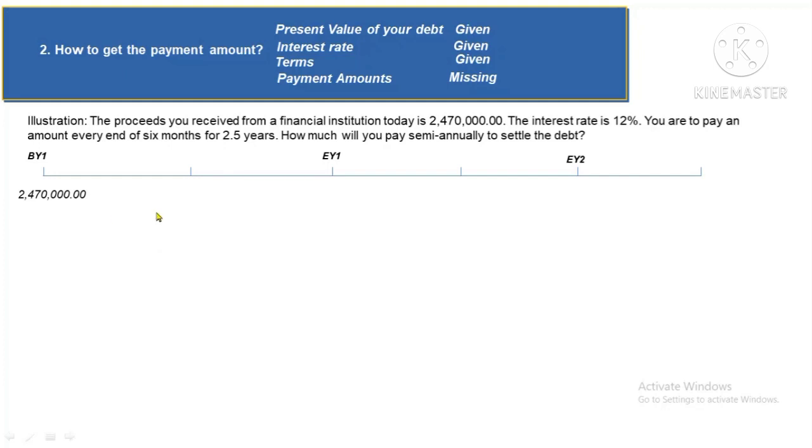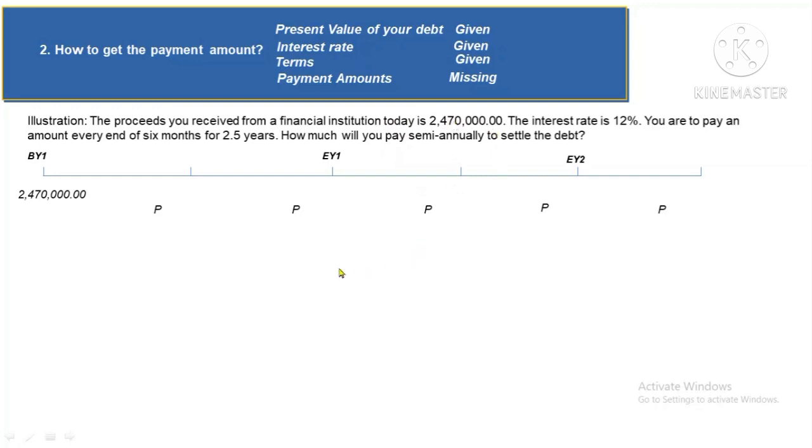And then according to the problem, you're gonna pay here, here, here, and here, and also here, so that you will have a zero liability at the end of 2.5 years. It is also mentioned in the problem that the implicit interest rate is 12%. However, we cannot use the 12% because it said in the problem we are having semi-annual payments.